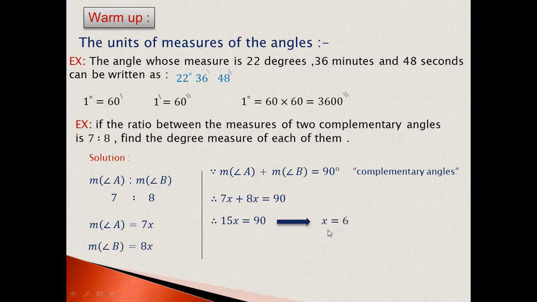Now we can replace the letter x in the first angle by the number 6. So it's going to be 7 times 6 equals 42 degrees. So the measure of angle A, or the first angle, is going to be 42 degrees. And also we can replace the letter x by the number 6 in the second angle. So the measure of angle B is going to be 8 times 6 equals 48 degrees. So the first angle is 42 degrees and the second angle is 48 degrees.